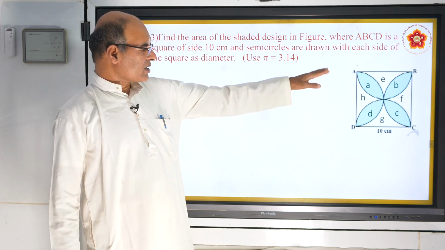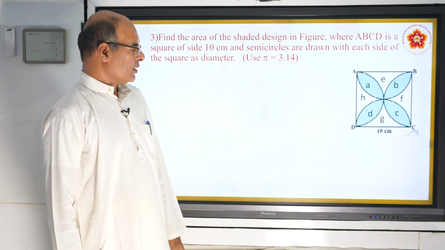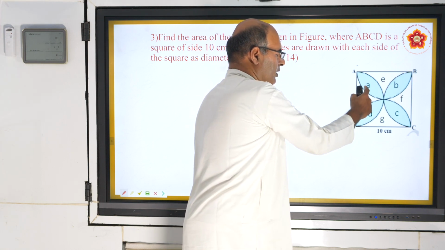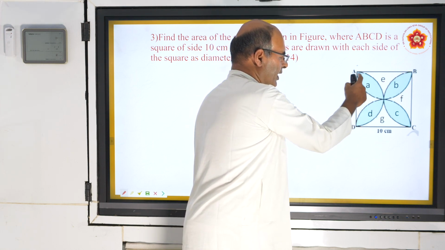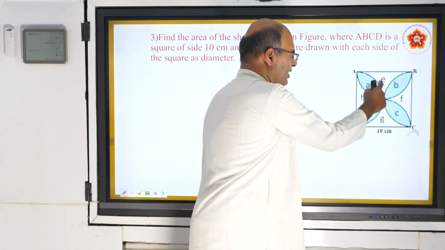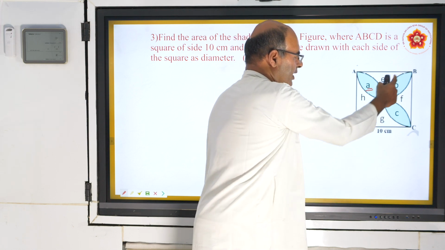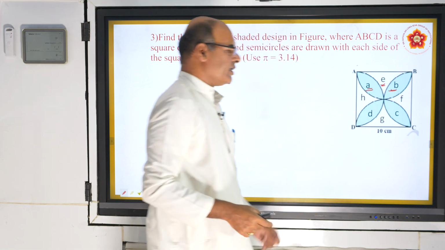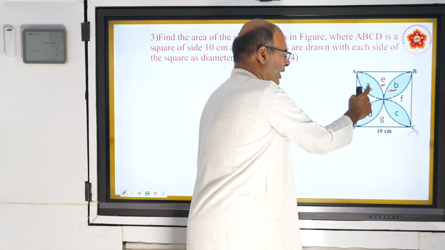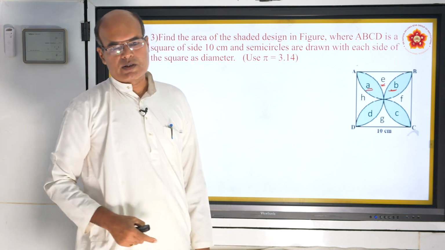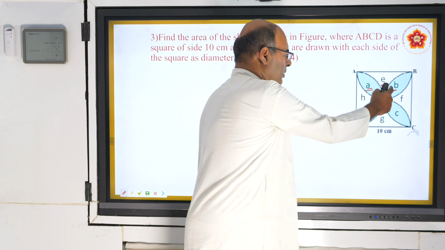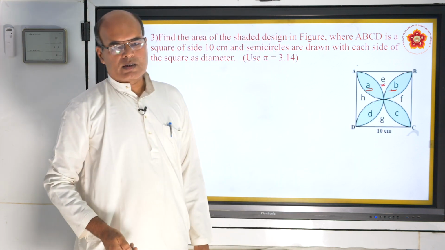If we calculate the areas of all those semicircles, the area of the first semicircle is equal to, let the area of this region be A square units, the area of this unshaded region be E square units, and the area of this region be B square units. Therefore the area of the first semicircle is A plus E plus B square units. The area of the second semicircle is B plus F plus C square units.